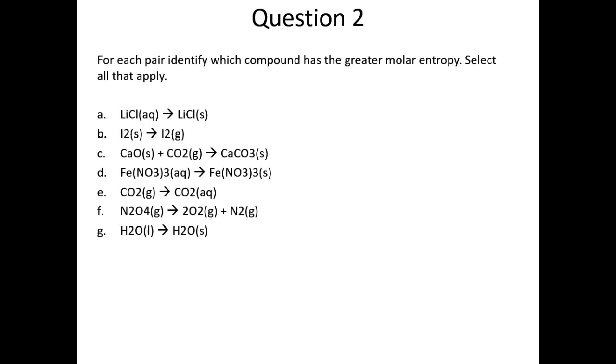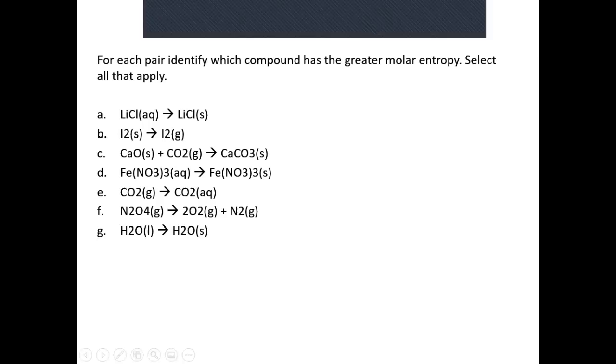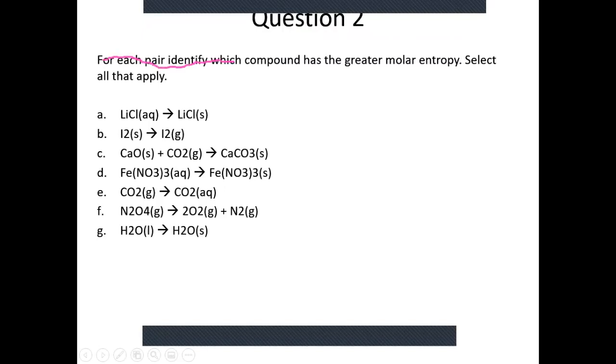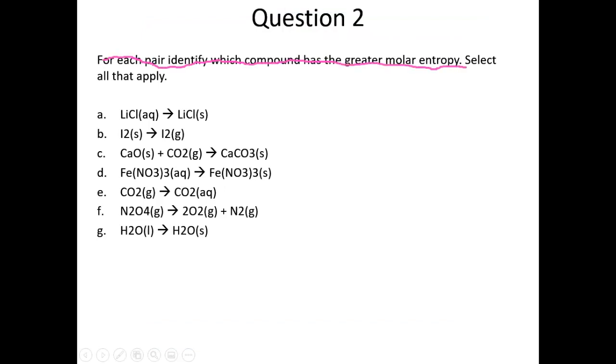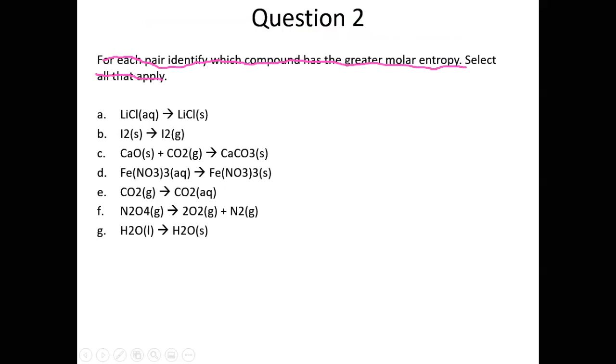So for this question, I think I should rephrase it. We want to determine the sign of delta S for each of these processes. So we have these different processes, and we want to determine what the delta S is for it. This is a little bit weirdly stated, but here we want to predict the sign of delta S. It's either going to be positive or negative.